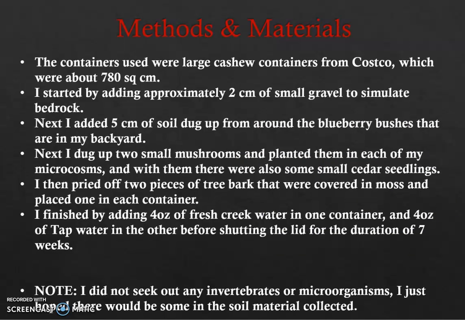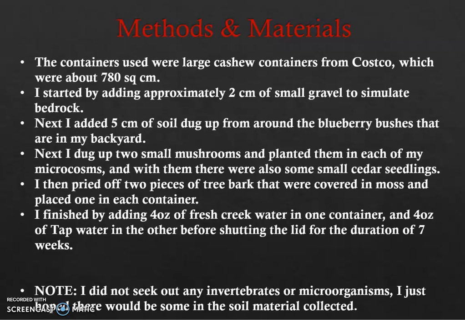My methods and materials. The containers I used were the large cashew containers that you can find at Costco. They're approximately 780 square centimeters. I started by adding approximately 2 centimeters of small gravel from our flower bed to simulate bedrock so it would give a place for the water to drain. I then added 5 centimeters of soil that I dug up from around our blueberry bushes in our backyard.